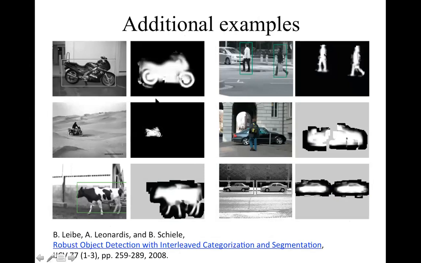So here you see additional examples, and you see that it works quite well for motorbikes, large big motorbikes, and also small motorbikes. Here this one is occluded and it is still working fine. It is working also for pedestrians, and quite well also for cars that are occluded, and also for regular cars. This basically was a state-of-the-art method in 2008 employed for detection and segmentation.